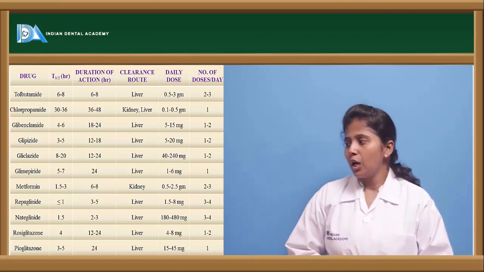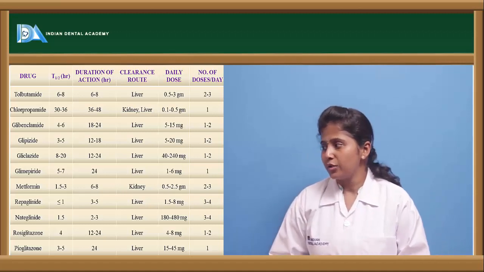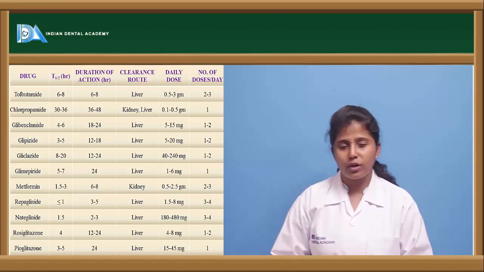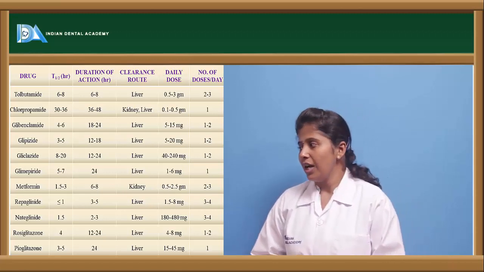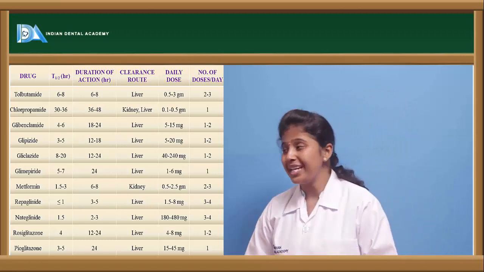The other drug is rosiglitazone, which has a half-life of 4 hours, and the duration of action is about 12 to 24 hours, which is cleared through the liver, and it is given in 1 to 2 doses per day, each dose containing 4 to 8 mg.